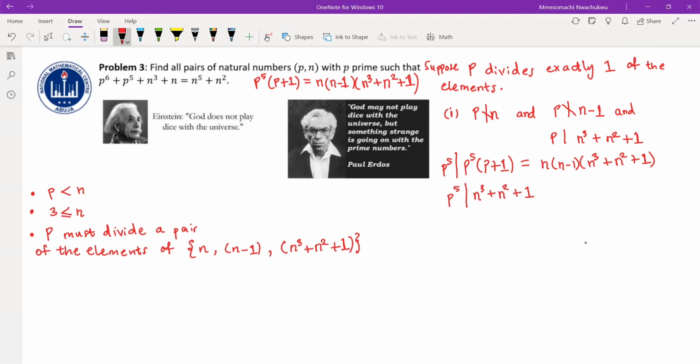Okay, so this implies, by virtue of the divisibility, that p to the 5th power is less than or equal to n cubed plus n squared plus 1. Okay, and this implies what? So just try and finish it off from here. So n cubed plus n squared plus 1 all over p to the 5th power is equal to p plus 1 all over n into n minus 1.